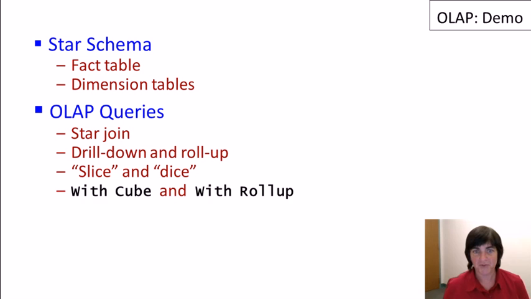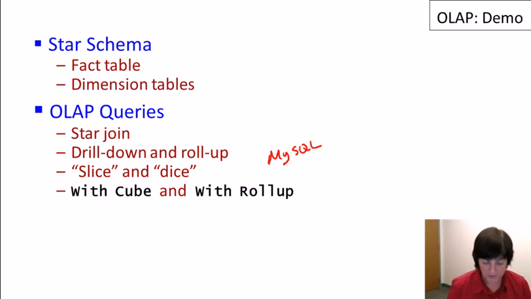We'll show some examples of drill down and roll up. We'll also show what's known as slicing and dicing, which we haven't explained yet. We'll just do that when we get to those queries. And finally, we'll show the with cube and with roll-up clauses that have been added to the SQL standard for OLAP queries. For those, we'll be using MySQL.